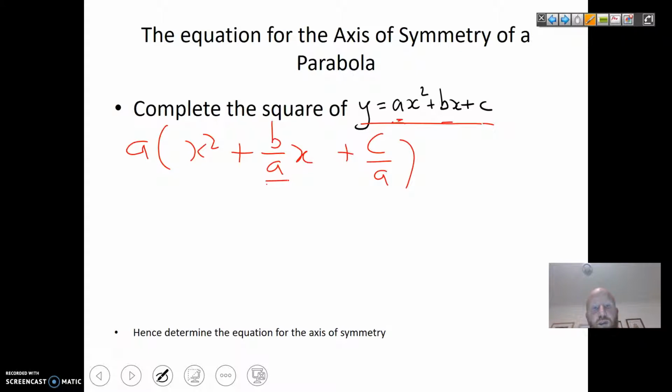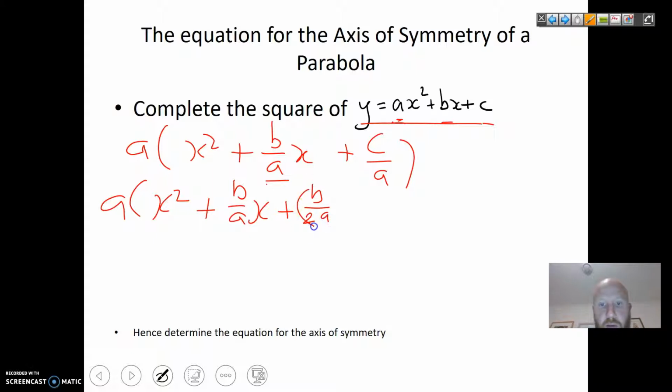And what's half of b divided by a? It's b divided by 2a. Make that denominator bigger, the number gets smaller. So we've got a out the front of x squared plus b over a x plus b over 2a all squared minus b over 2a all squared. Halve it and square it, that bit's done. And we've still got the plus c over a, all of that.